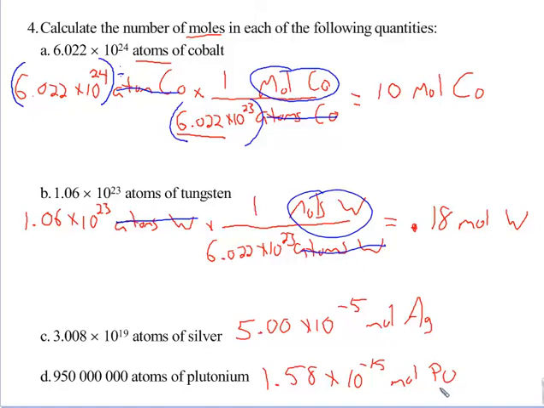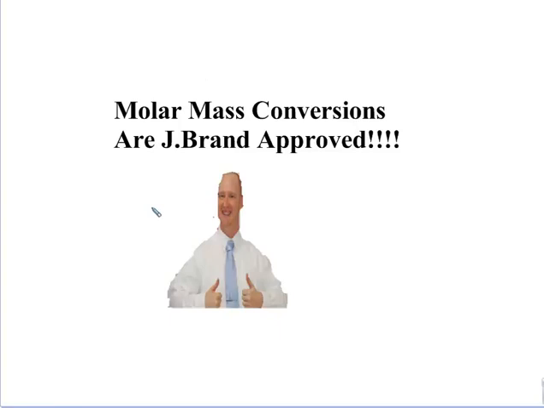So now that you know what a mole is, it's a unit, or have you heard? A mole is 6 times 10 to the 23rd. You can plug it in and you can do atom to mole conversions. Molar mass conversions are still J-brand approved.